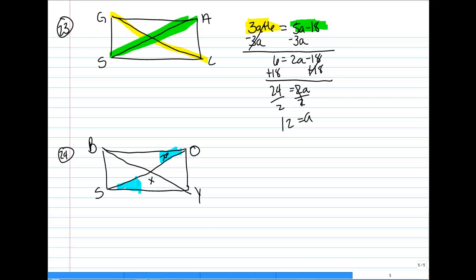So remember that these are two parallel lines cut by a transversal, and those are alternate interior angles, which makes this 70 degrees. It also asks what BSO is, which is this angle here. Don't forget that this is a 90-degree angle right here. The whole angle is 90 degrees. So 90 minus 70 is 20.